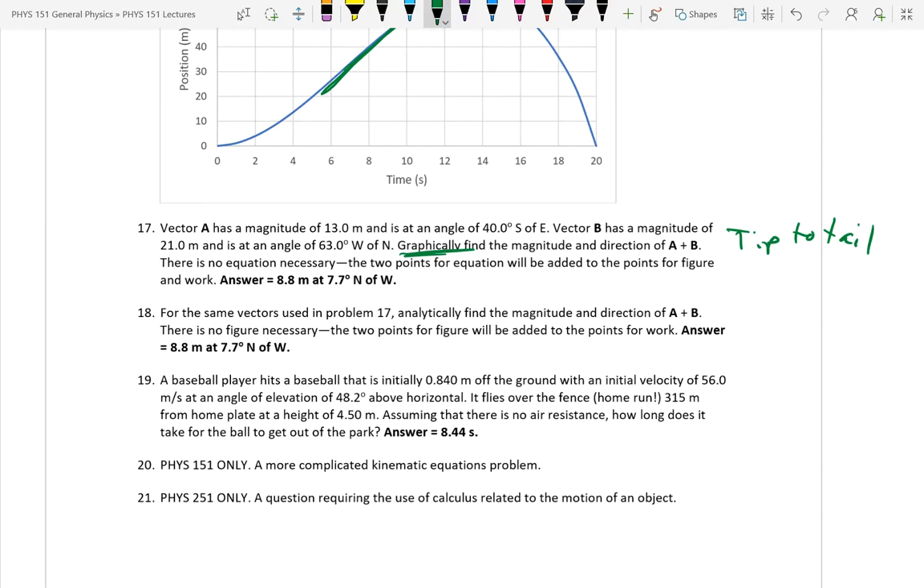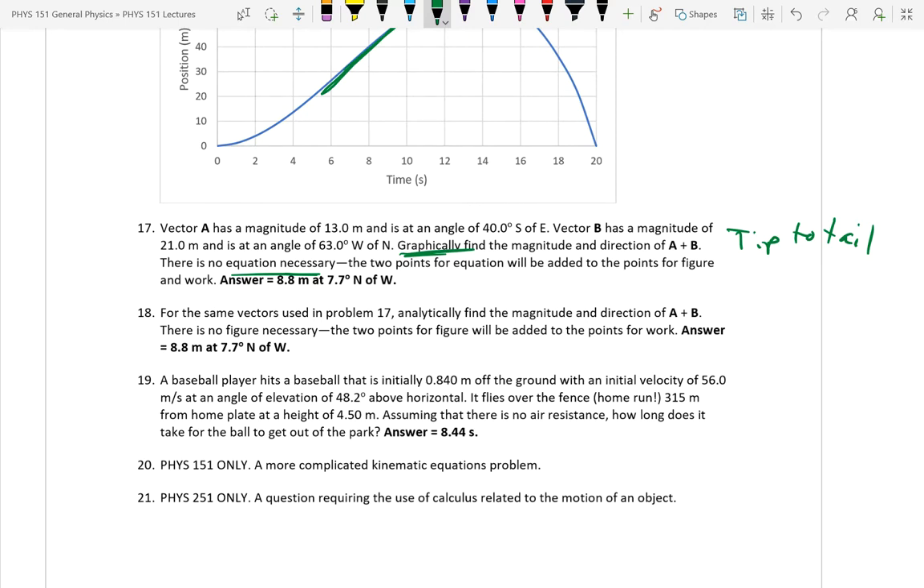Then the next one is exactly the same vectors. So there's no calculations or equation here. There's work, but no calculations. And so the 2 extra points will go into your figure, which is your actual work.